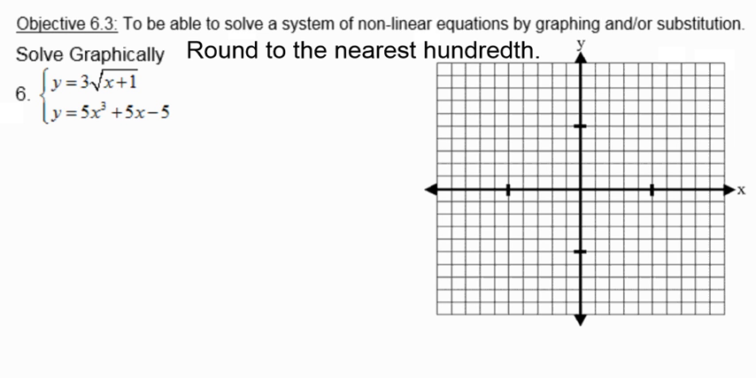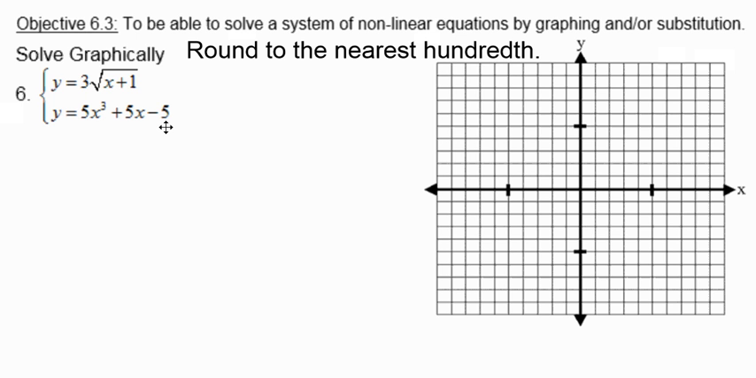So again, with our objective 6.3, solving systems of nonlinear equations by graphing or substitution. Again, we're looking at our system here, and we can see that we have a radical along with a cubic. And this would be pretty difficult to solve algebraically by substitution. So we want to look at this graphically.